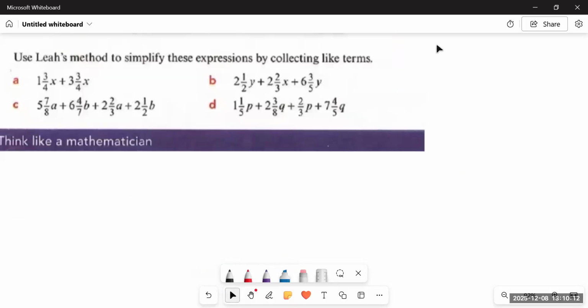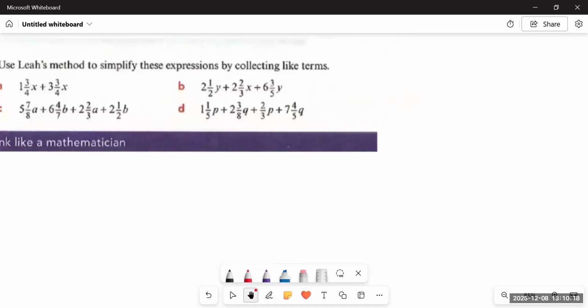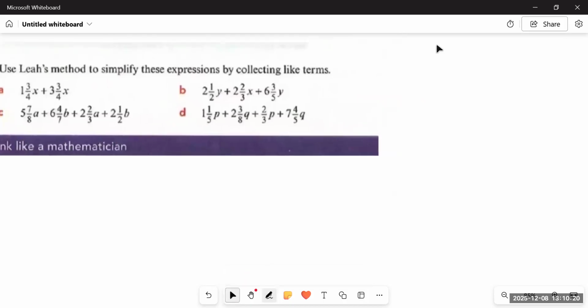Now, what are we supposed to do? We are given some questions and we have to do them the same way. Let's try to do it. We can use two different methods for solving it. The one that is given in Leah's method, and one other method that involves converting the mixed number into an improper fraction and then solving it.